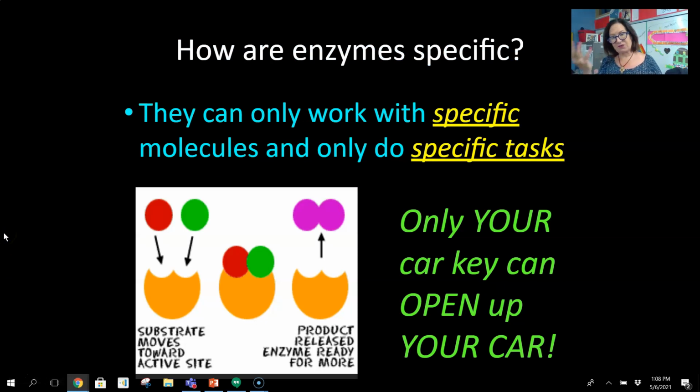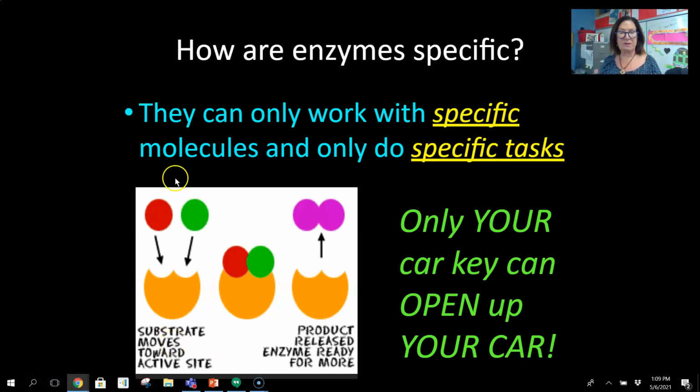So that's what I'm talking about. They're very specific, and they only do specific tasks. The example: my car key opening up my car. I can't go and open other cars because it won't work, right? So it's very specific to my car, and that's how enzymes and substrates are.